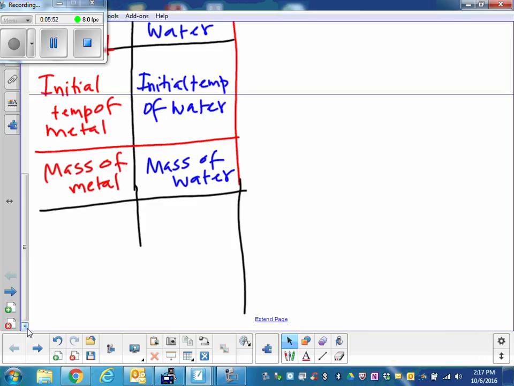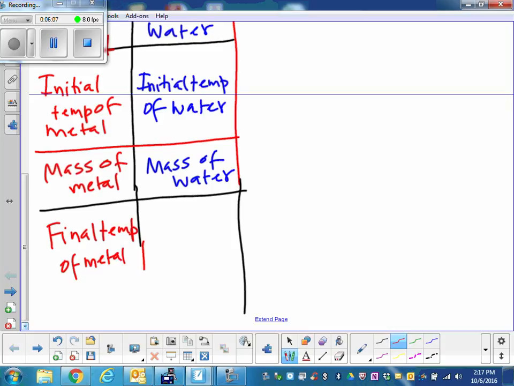Final temperature of what? Both. So can I say final temperature of metal? So final temperature of metal. So guys, am I going to get a different final temperature of water? Should I be measuring that? Rachel says yes. I will get a different final temperature of water. How many of you say that I'm going to get a different final temperature of water? How many of you feel that's something I should record?